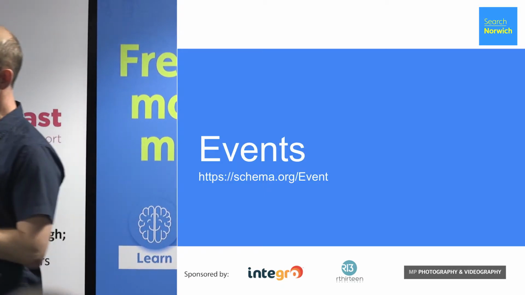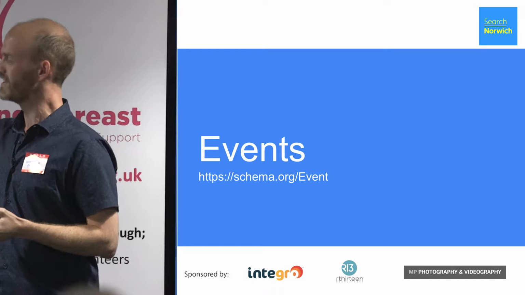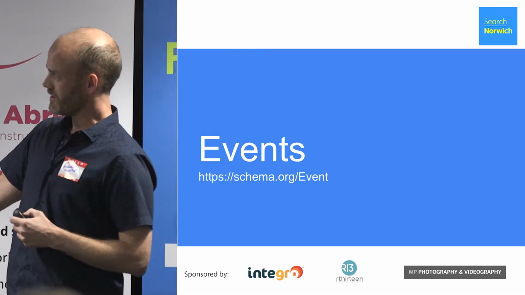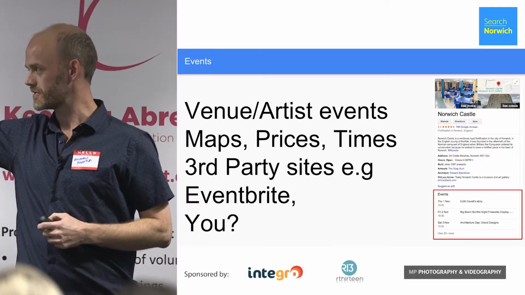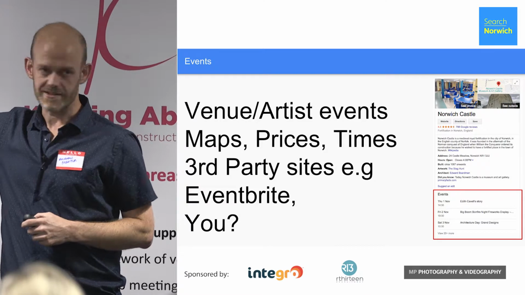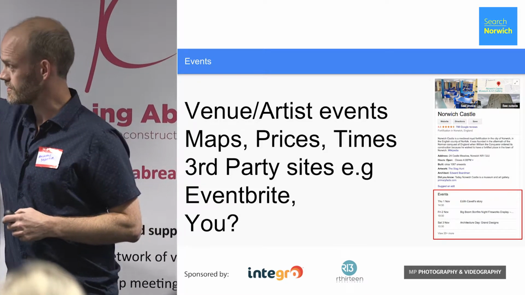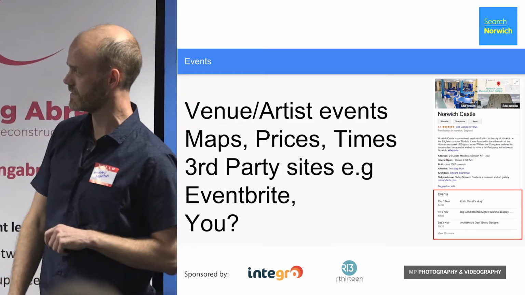Next up is events, and I actually chose a bit of a rubbish screenshot for this one because I should really have chosen this venue. So Norwich Castle, again we have the knowledge panel here on the right for desktop, and we can see at the bottom here there is a section populating events. When I took the screenshot, the next one up was the Edith Cavell story, which took place on the 1st of November.